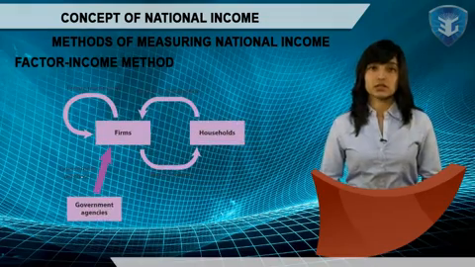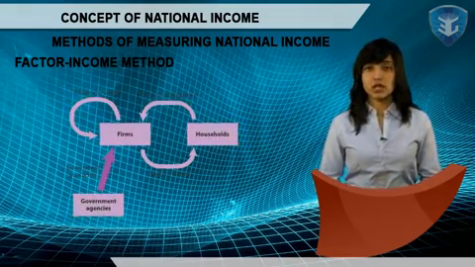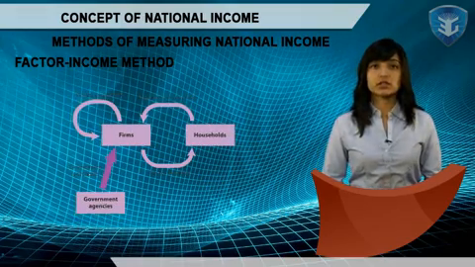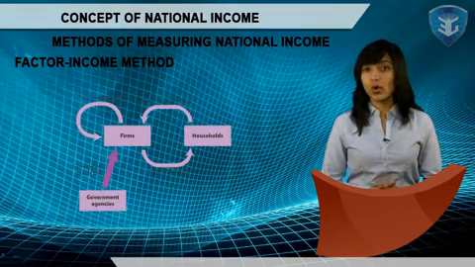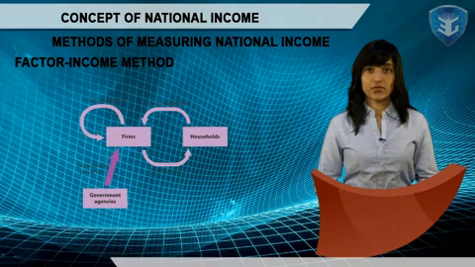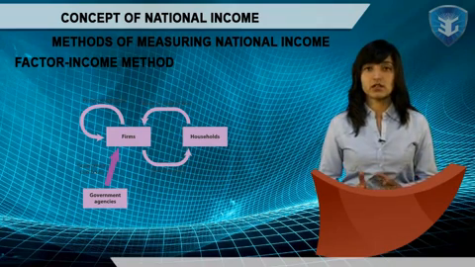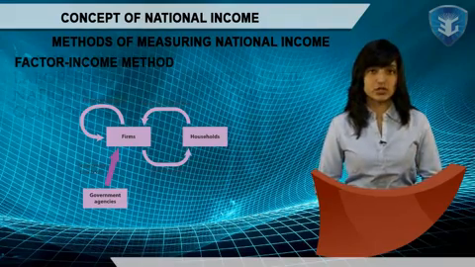Factor income method. This method is also known as income method and factor share method. Under this method, the national income is calculated by adding up all the incomes accruing to the basic factors of production used in producing the national product. Factors of production are conventionally classified as land, labor, capital, and organization.